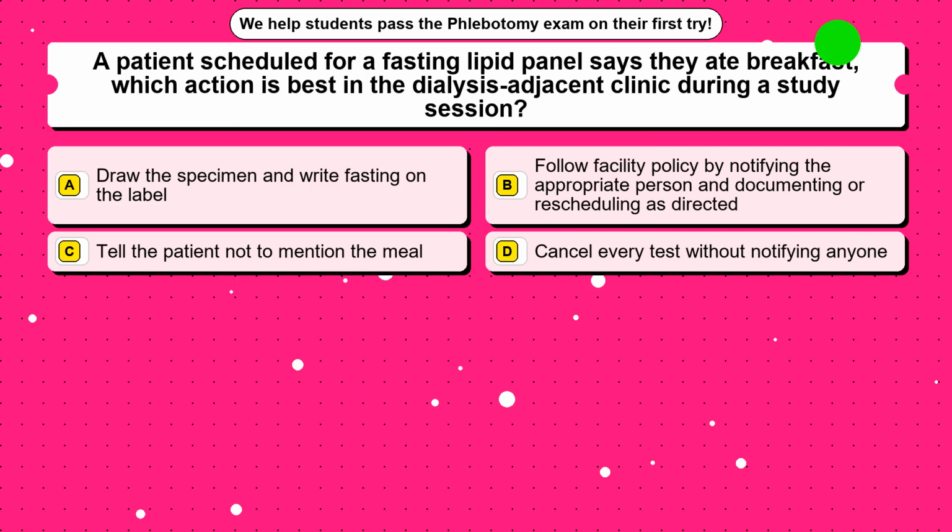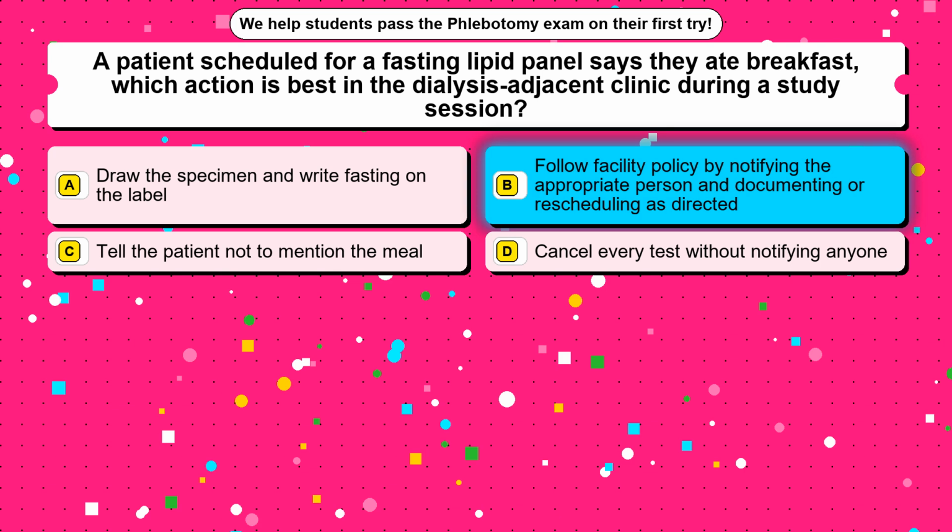Question 66. A patient scheduled for a fasting lipid panel says they ate breakfast. Which action is best in the dialysis adjacent clinic during a study session? Option A, draw the specimen and write fasting on the label. Option B, follow facility policy by notifying the appropriate person and documenting or rescheduling as directed. Option C, tell the patient not to mention the meal. Option D, cancel every test without notifying anyone.